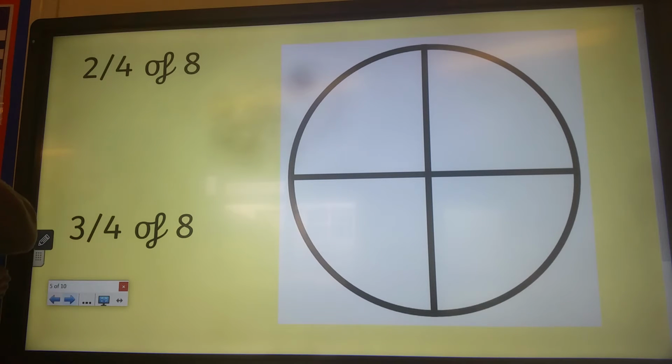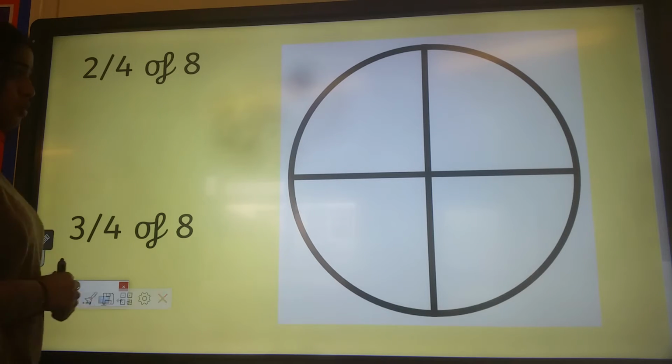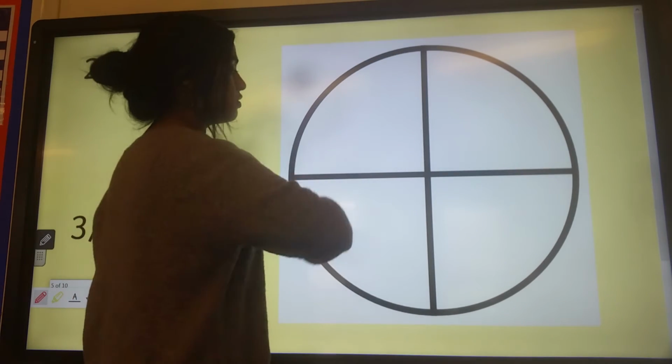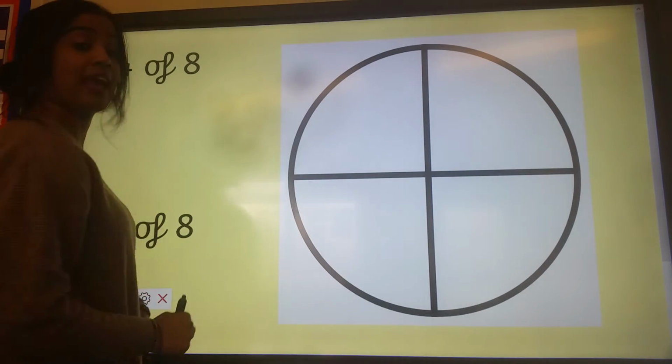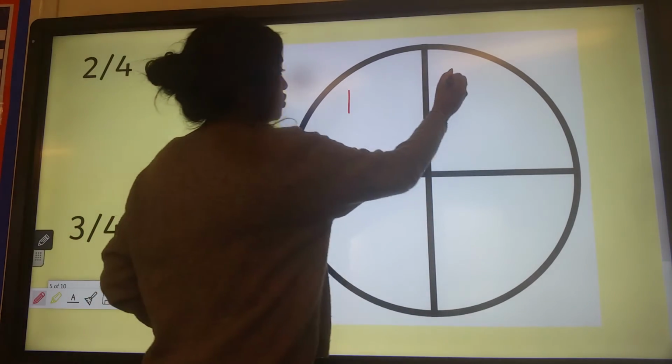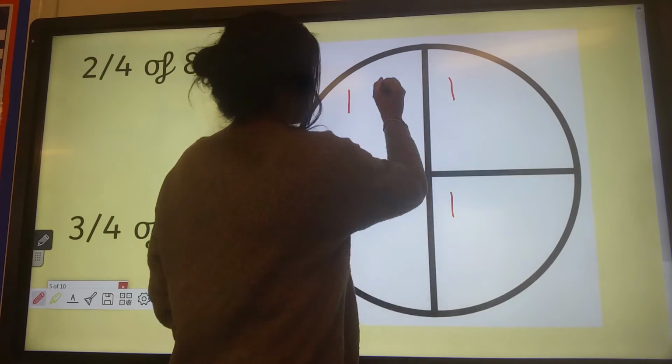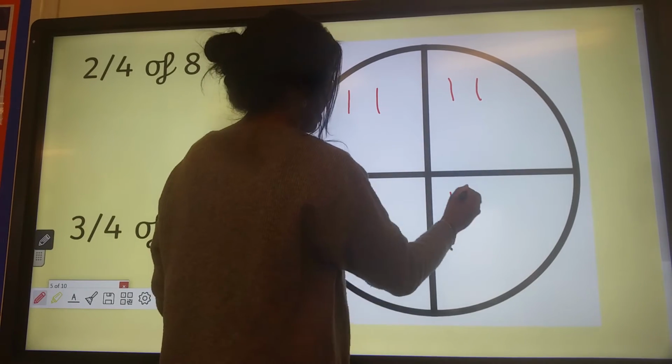This time, 2 quarters of 8, 3 quarters of 8. I've drawn my circle. It's divided into 4 parts. I am now going to count to 8. 1, 2, 3, 4, 5, 6, 7, 8.